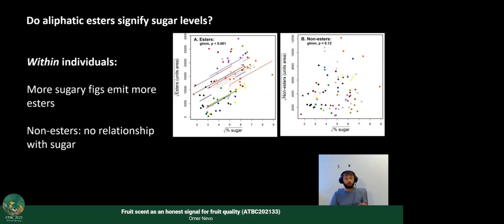And this result also holds within trees. So here on the graphs, each dot is an individual fig, and the colors represent different individuals, and we can see on the left-hand side that again, we have a positive relationship between sugar and esters. So within a tree, a more sugary fig would have more esters, but not more other compounds. This is on the right-hand side.